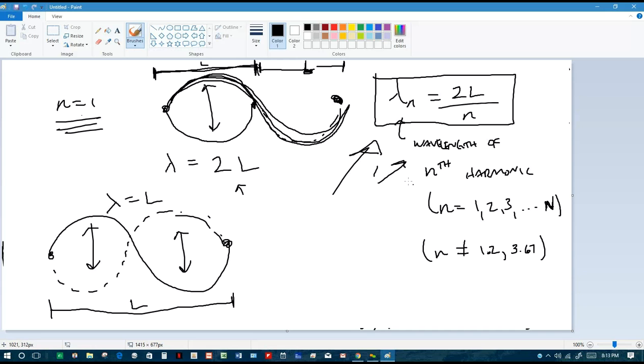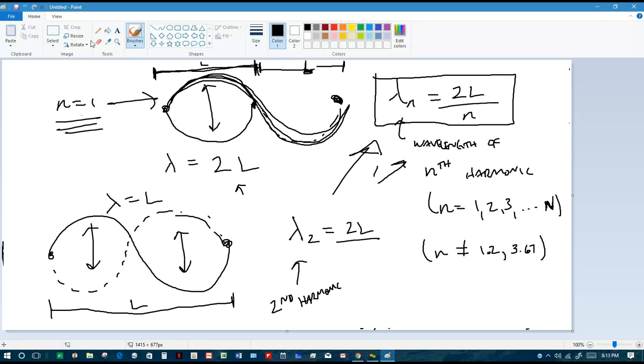Well, let's see what our handy equation up here would give us. You'd say lambda 2 is 2L over what n number is this? What harmonic number? Remember, n. This one was n equals 1 when we had one loop. Now we've got 2 loops. Yep, 2, exactly.